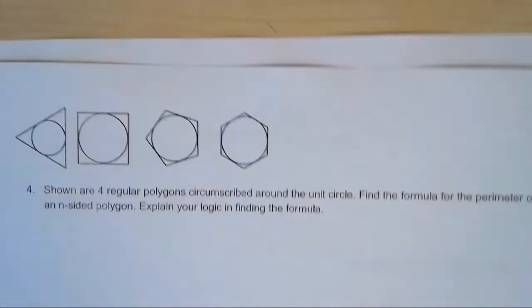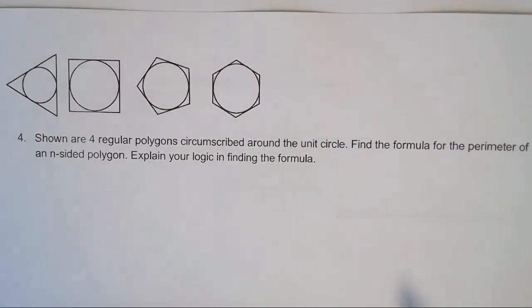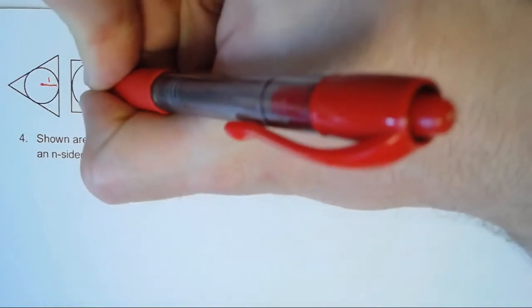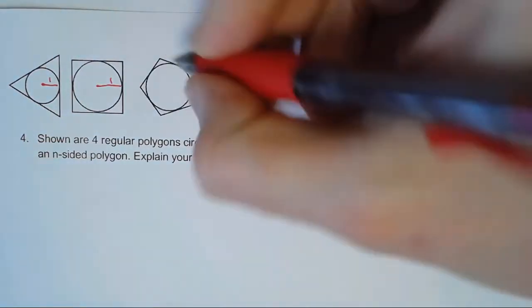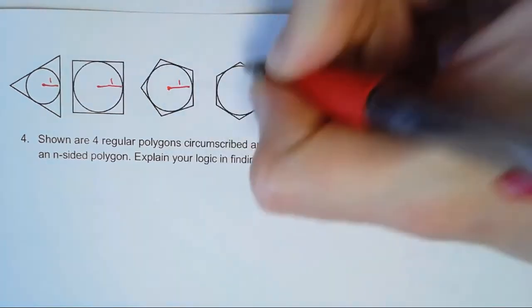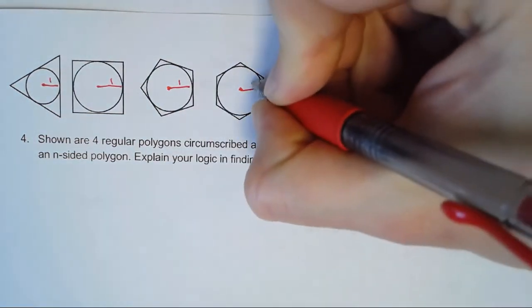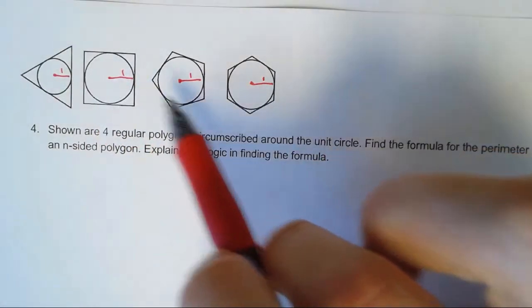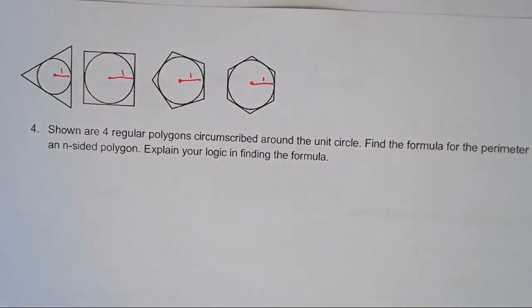Turning to the back side, this is the problem I promised would be on here. Now all of these circles are unit circles, which means all of these radii are 1. And then the question is, well, how can we find the formula for the perimeter for an n-sided polygon? Here we've got a 3, 4, 5, and 6-sided polygon.